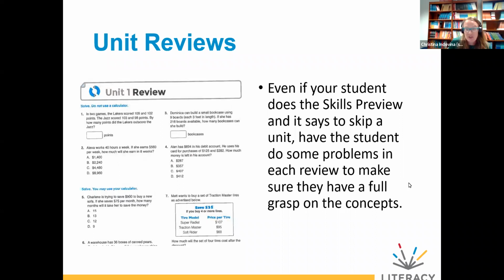At the end of each unit, you're going to find these unit reviews. Even if your student does the skill preview and it says they don't need anything at the end of unit 1 or unit 2, maybe they're going to start at unit 4, I would go back to the unit review for every unit that it said they don't need to do, and just do a few more problems from it. Make sure that they have a full grasp on the concepts before you try to build.